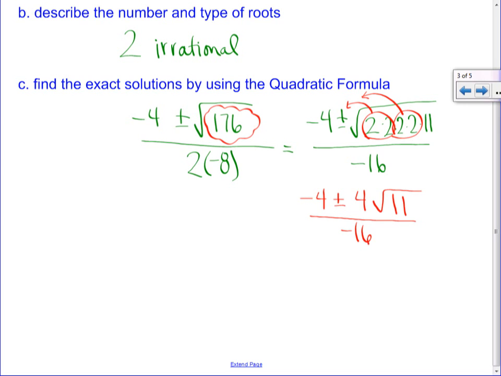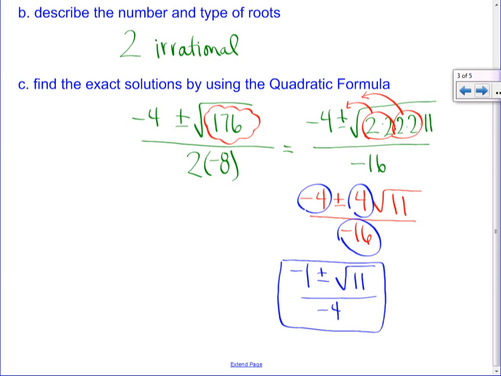Now, this isn't a perfect answer because we have these right here that all have a common factor. What could we divide all of those by? 4. So let's do that. If we divide them by 4, what is it going to look like? Negative 1 plus or minus 1 root 11, or just root 11, over negative 4. Okay? When you have a radical in your answer, you don't need to write them separately. I know that there's 2 answers here because of the plus or minus.